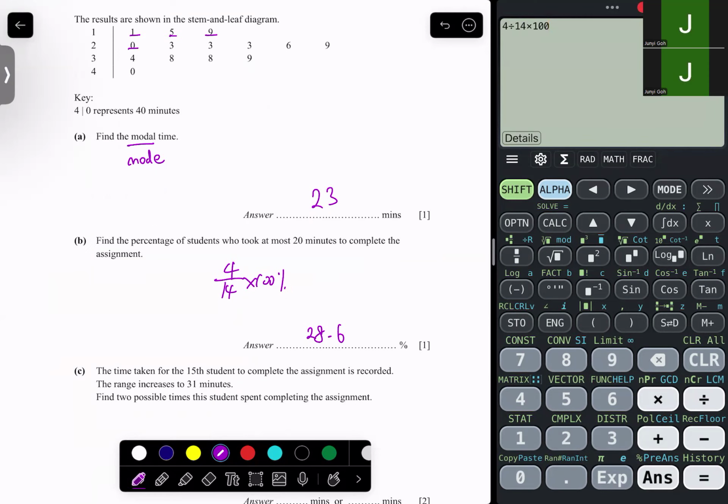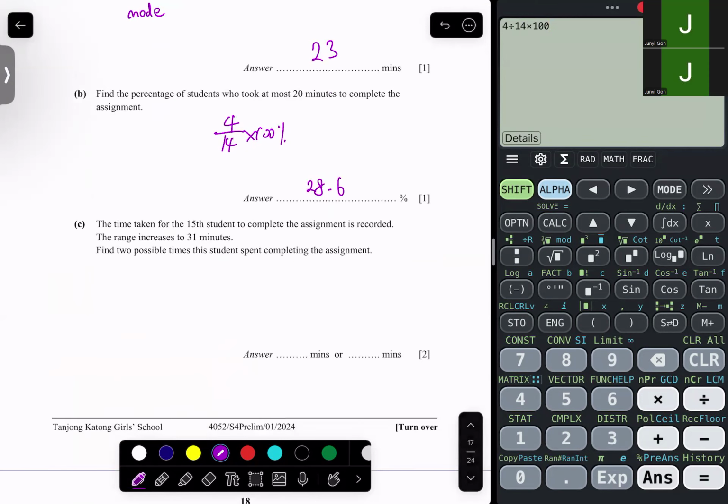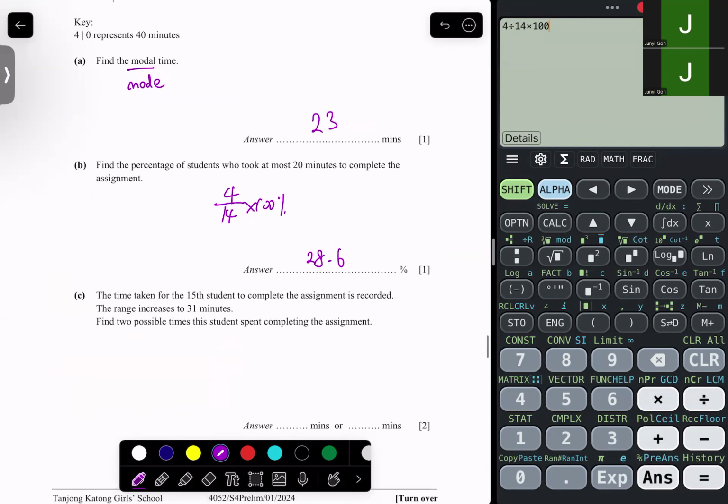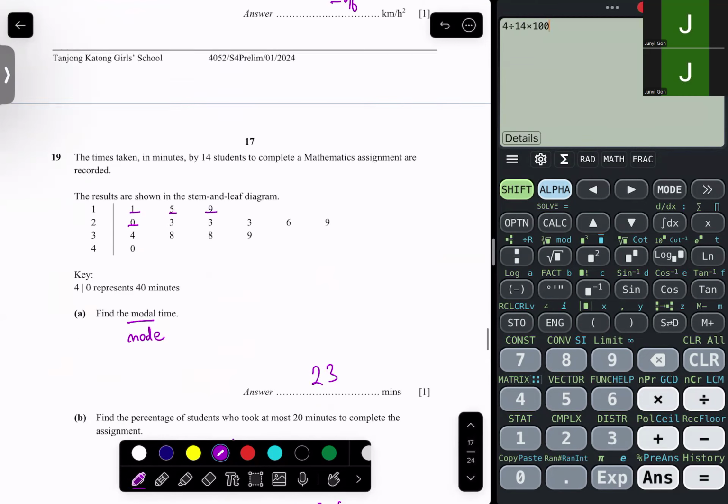Okay. The time taken for the 15th student to complete the assignment is recorded. The range increased to 31 minutes. Find two possible timings that this student completes the assignment.